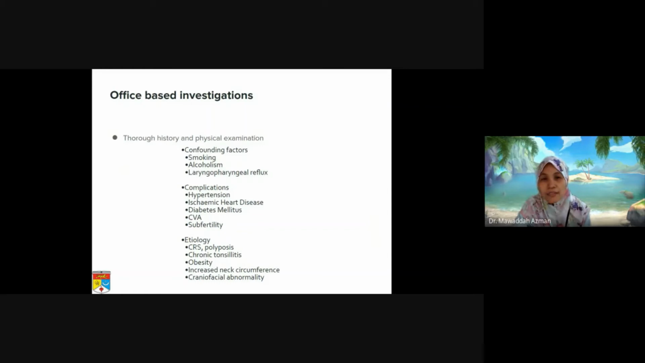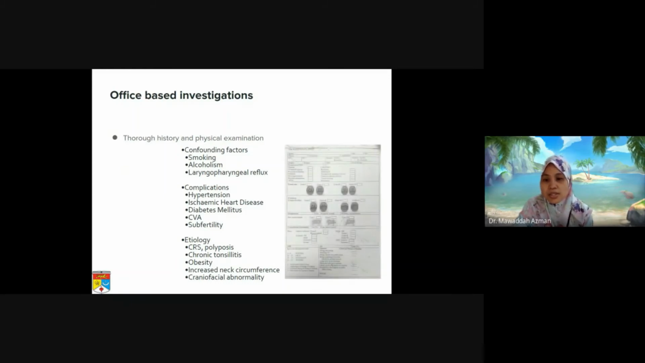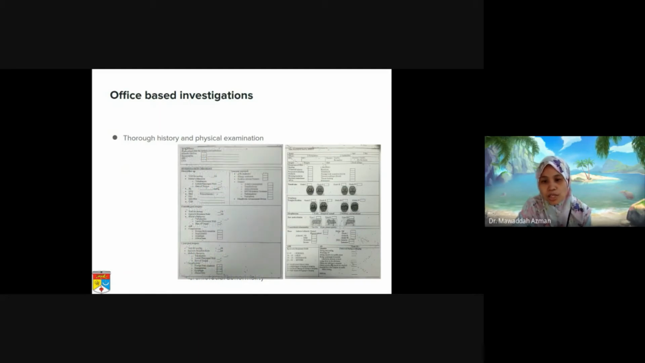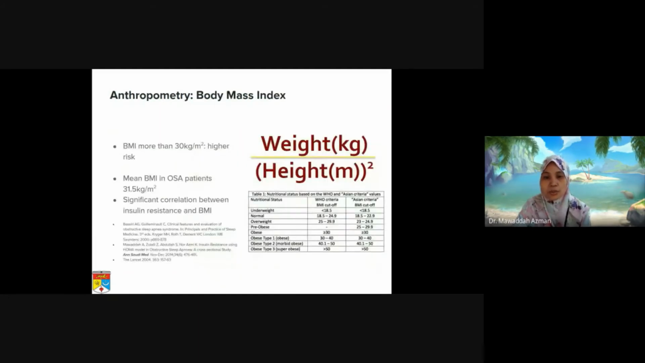Basically, we take a thorough history and physical examination because we know that obstructive sleep apnea can give rise to a lot of complications, and it has other comorbidities associated with it. So we even have a pro forma that we use to make sure that all this history and physical examination is being carried out. The next thing that I wanted to touch on today is regarding the body mass index.